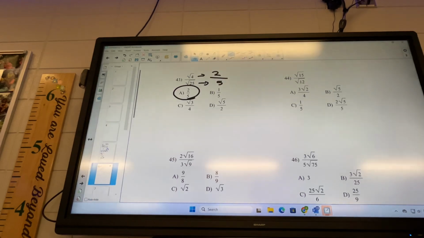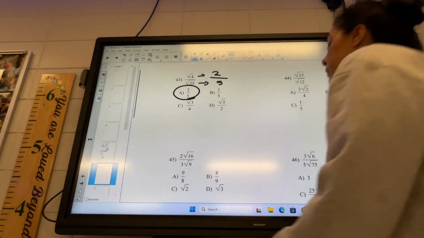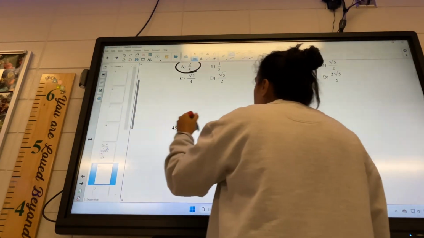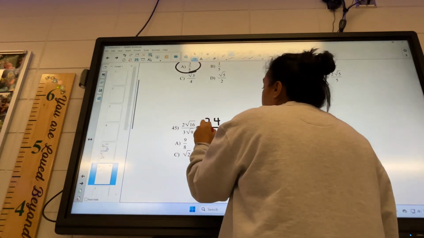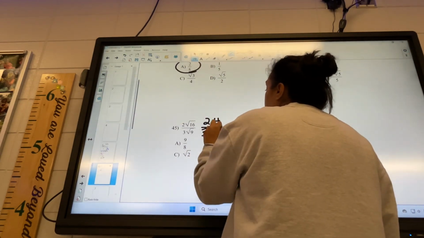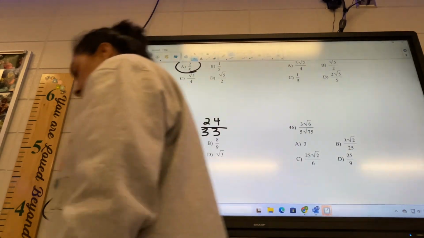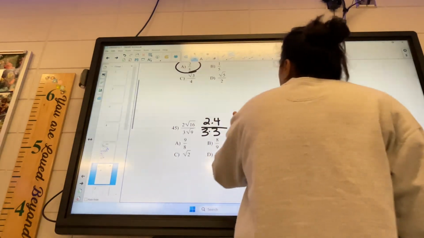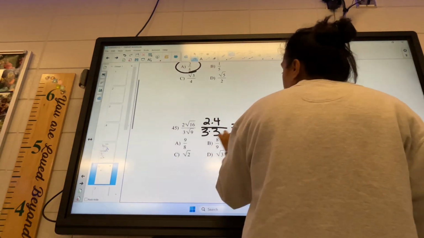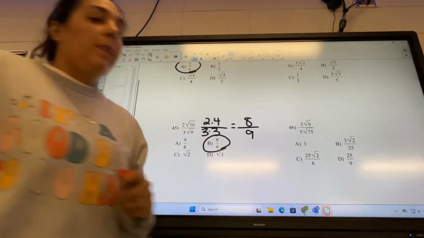Okay, 45. Square root of 16. Square root of 16 is plain 4. Square root of 9 is 3. Okay, what do we do with those? Multiply. So 2 times 4 is going to be 8. 3 times 3 is 9. So B.